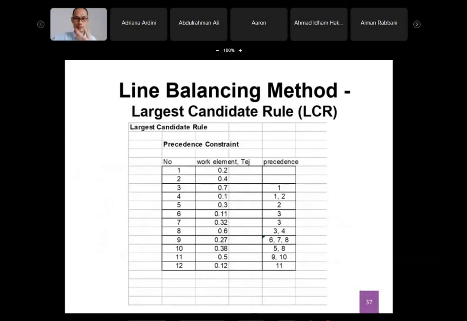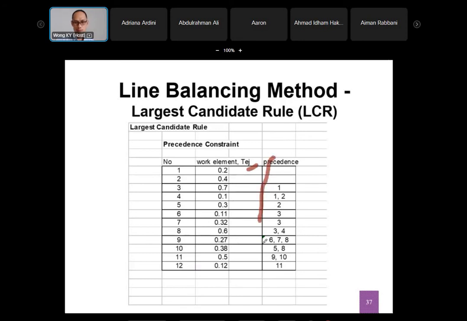Okay, so look at this now. Real example. Let's say you have an assembly line, a production line, and the production line consists of 12 work elements. These are work elements, not workstations. We have broken down all the jobs into the most basic elements, and in total, the whole assembly line has 12 work elements. And these are the element times for each of the work elements. It's called TEj. TEj is the time of a particular work element. So work element 1, the time is 0.2 minutes. Work element 2, time is 0.4 minutes, and so forth.